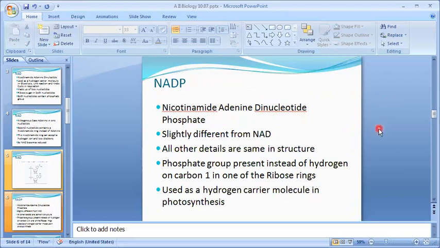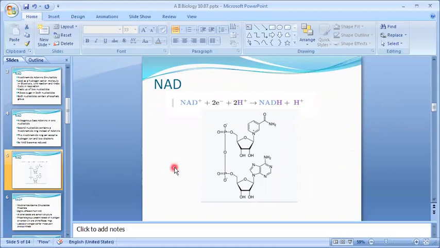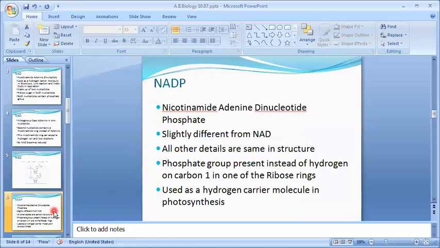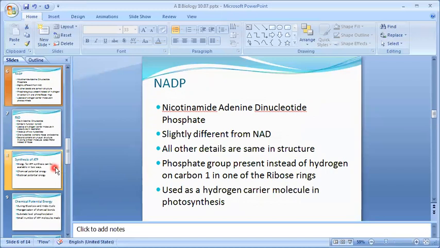If we look at the structure of NAD, you can see that at carbon number 1 of one of the ribose sugars, instead of hydrogen, there is a phosphate group present over here. So this is carbon number 1. So there is a phosphate group present on carbon 1 in one of the ribose sugars instead of hydrogen. That's why this is called NADP, nicotinamide adenine dinucleotide phosphate. So it is different from NAD just in having a phosphate group on carbon number 1 of one of the ribose sugars instead of hydrogen. That's it. Otherwise, it's exactly similar to NAD.